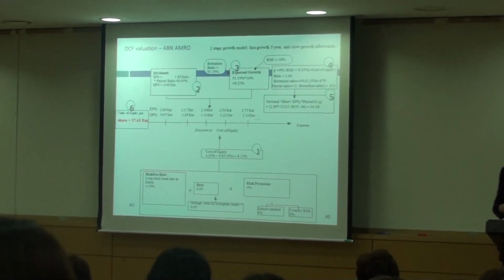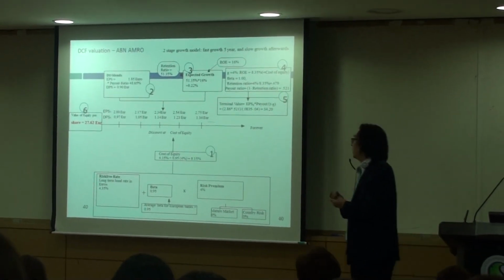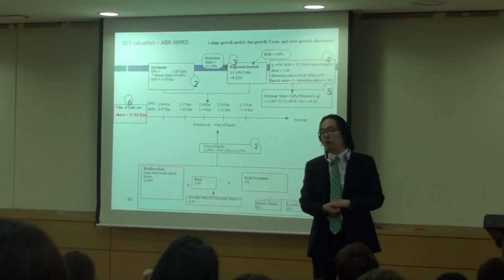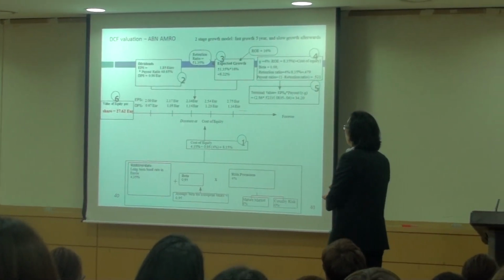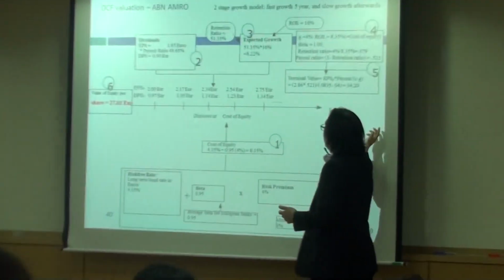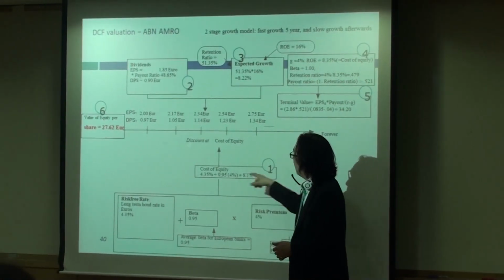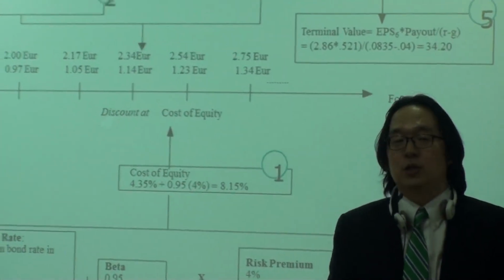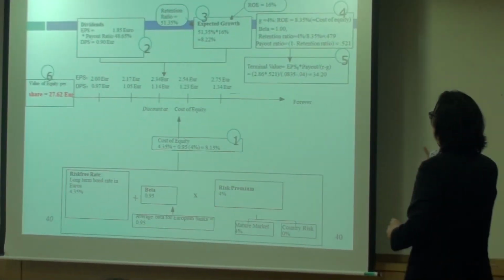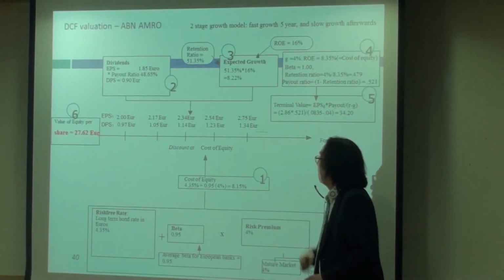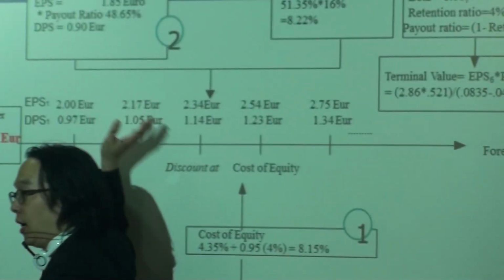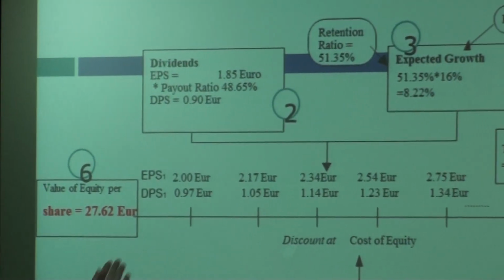The framework in diagram form looks like this. You're going to see this many, many times. I'm not asking you to do this right now. The first step is the cost of equity or cost of capital that you're going to use to discount this future cash flow. First step, discount rate. And the second step is the cash flow over time. You have to project it.